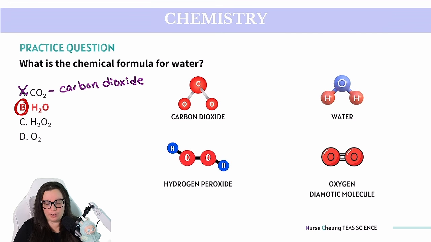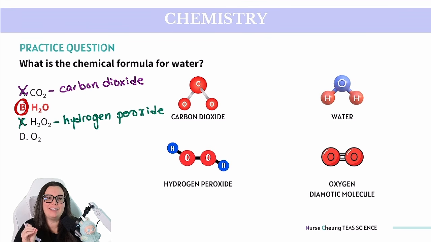C is also incorrect. This is actually the chemical formula for hydrogen peroxide. And what's cool about hydrogen peroxide is it's really reactive when it comes to water. So if you were to pour hydrogen peroxide into a cut, what it's doing is breaking down into water and oxygen gas.